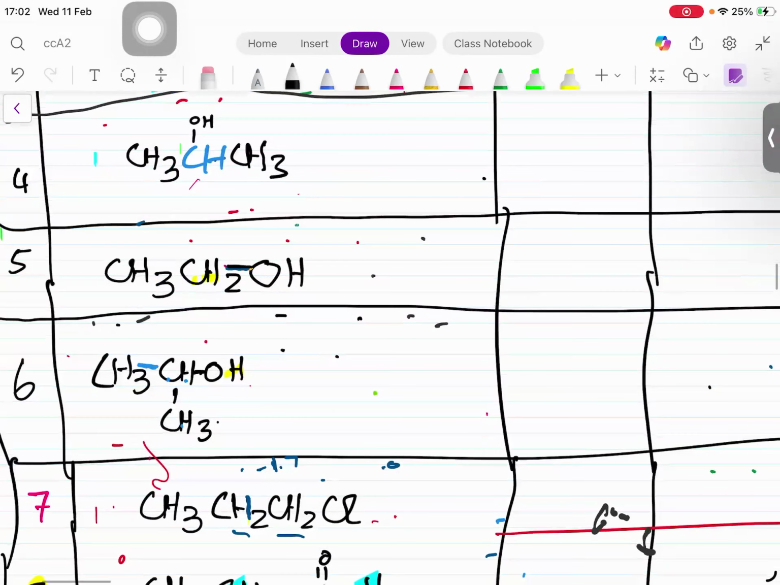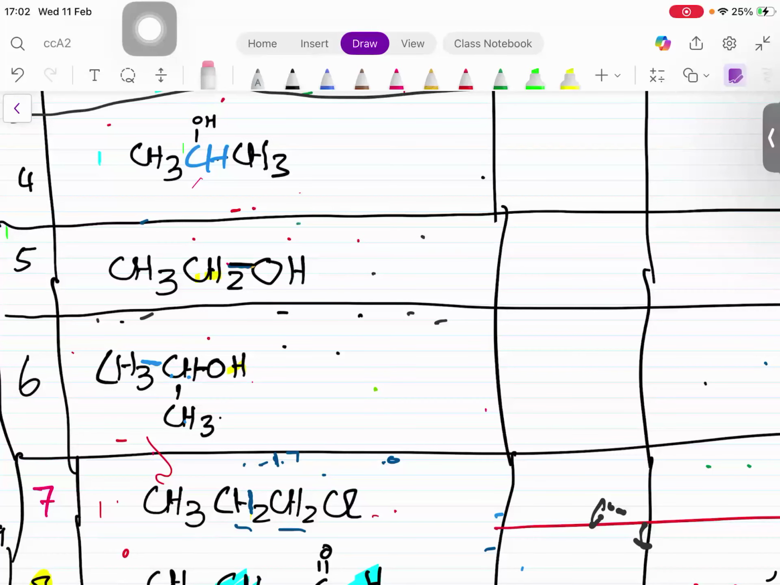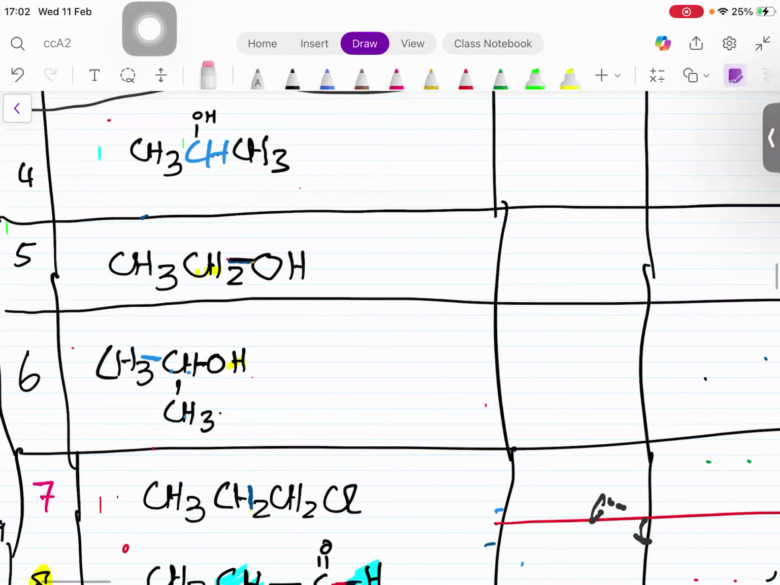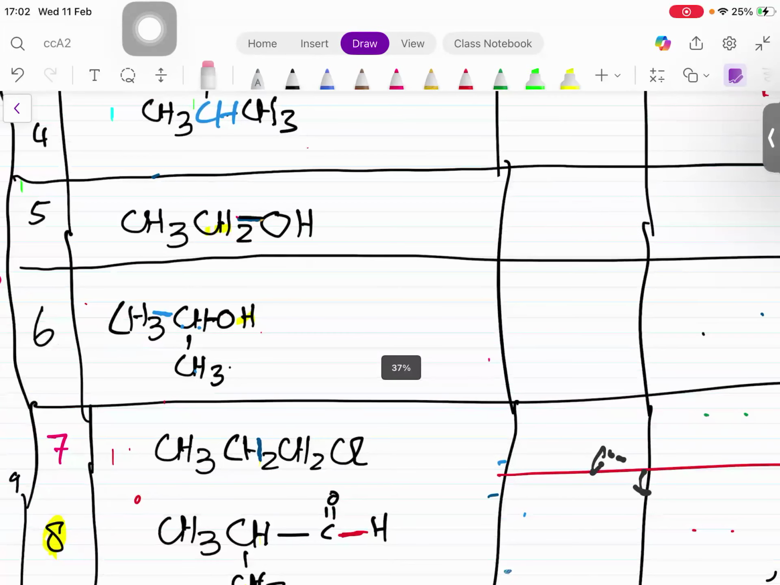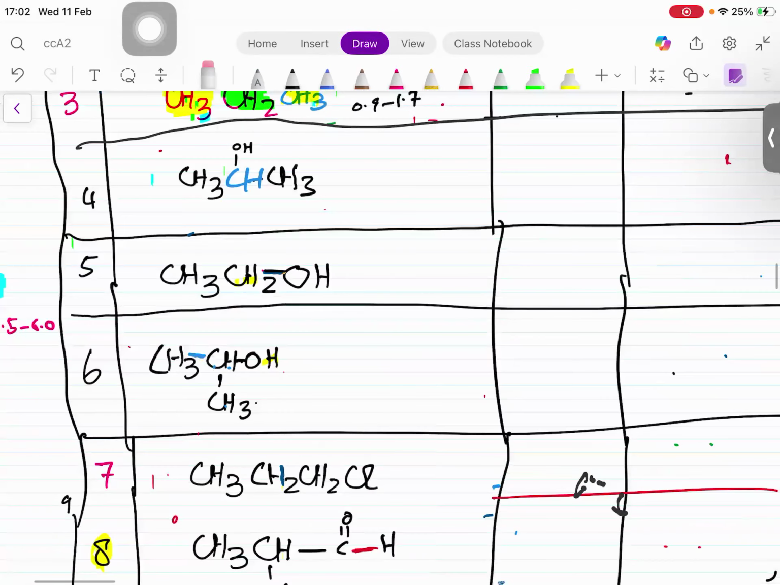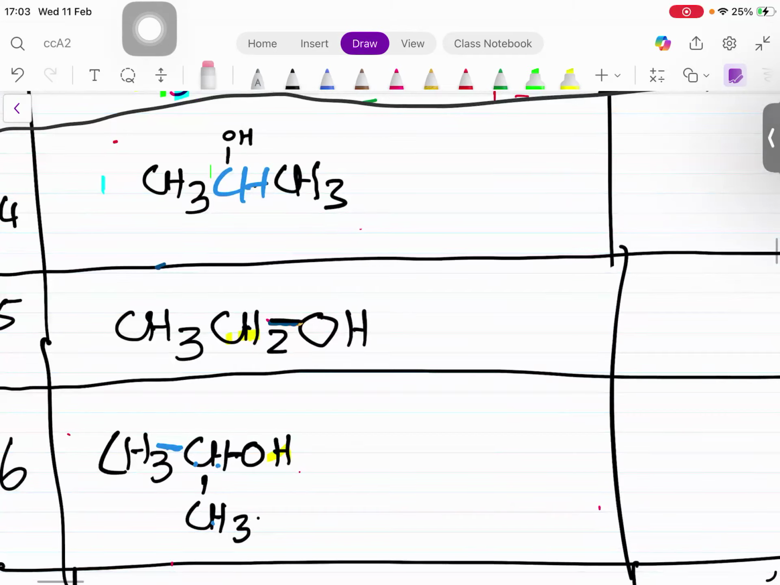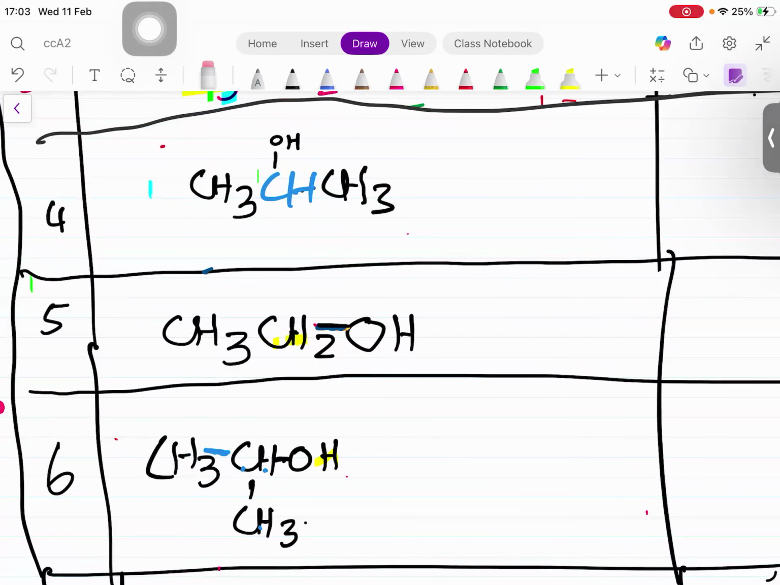Write and draw 4, 5, 6 for me, please, with the chemical shift values and number of peaks.